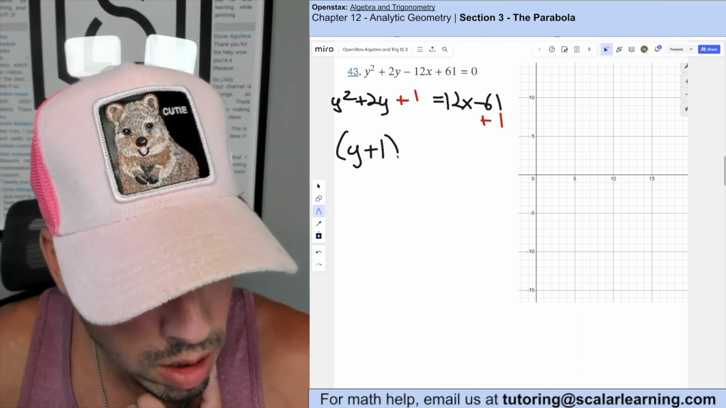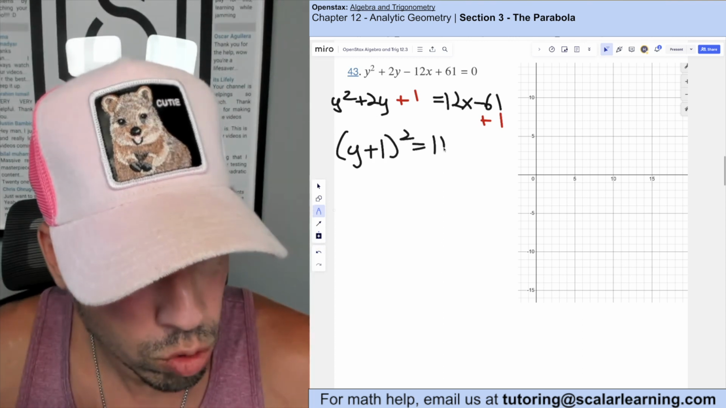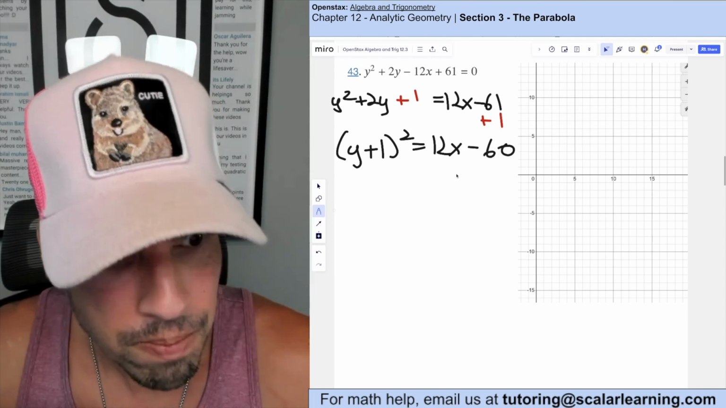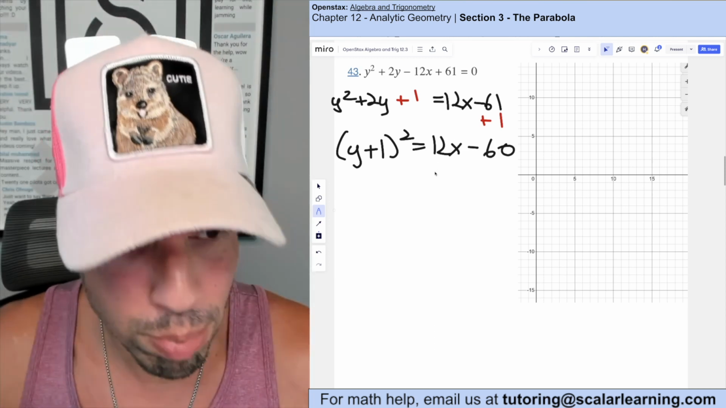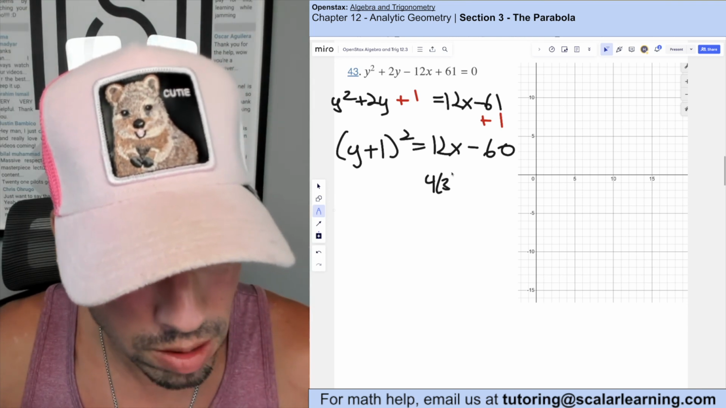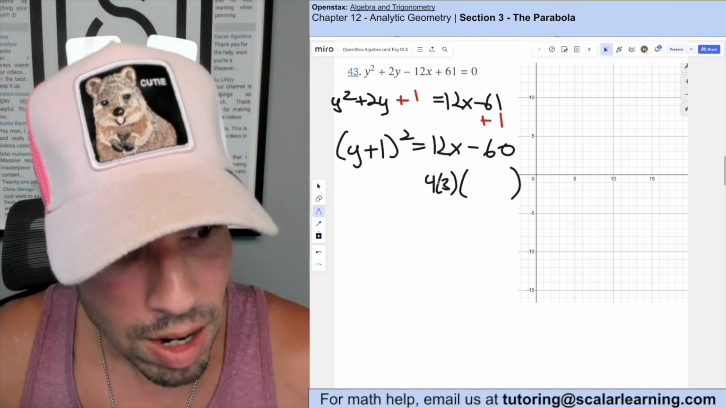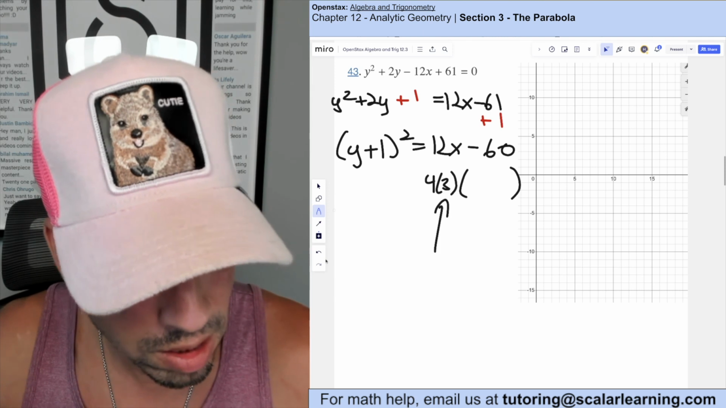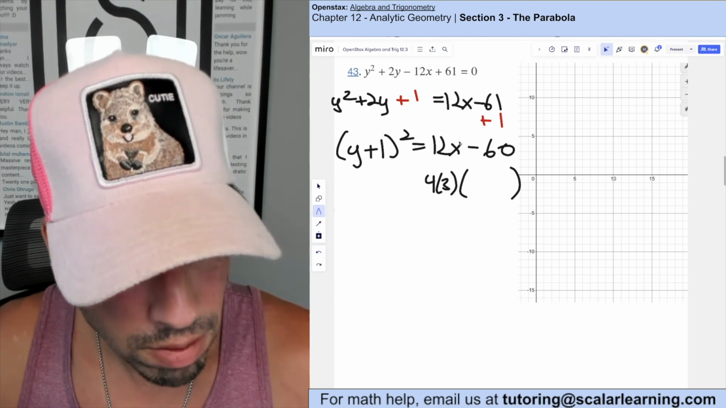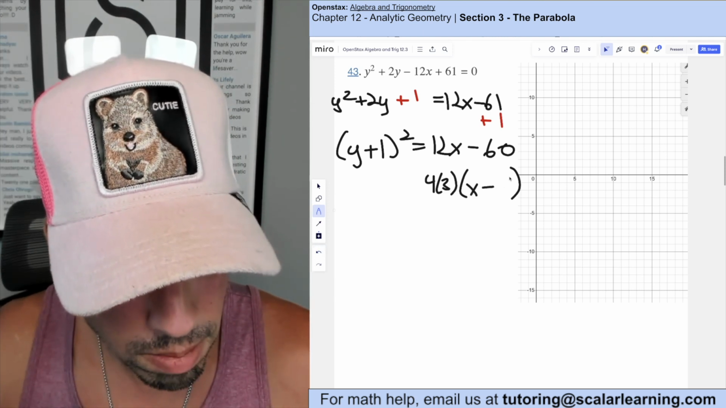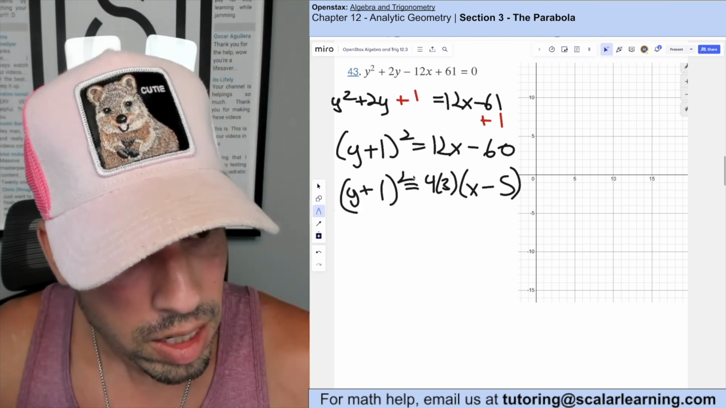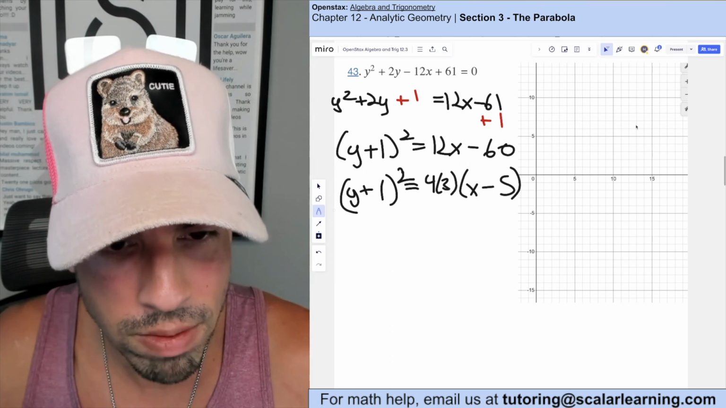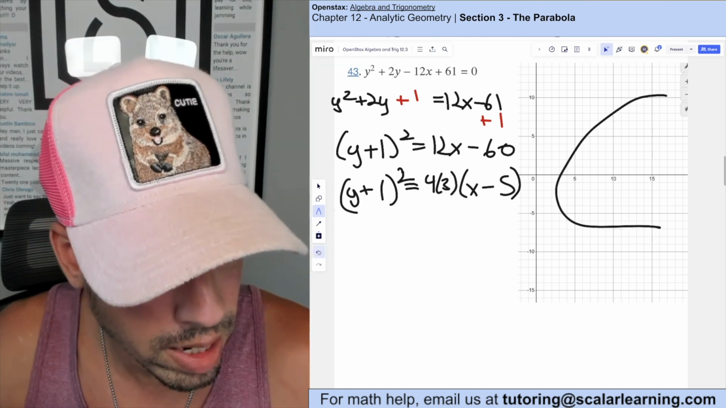(y + 1)² = 12x - 60. Now I can factor out a 12 from the right-hand side, but I'm going to break it up into 4 times 3, because that's 12, and I like to have a 4 out here so I can clearly see my p-value. If I factor out a 12 from both terms, it's x - 5. And over here we have (y + 1)². It's a y squared with a positive p-value, which means we're opening to the right.